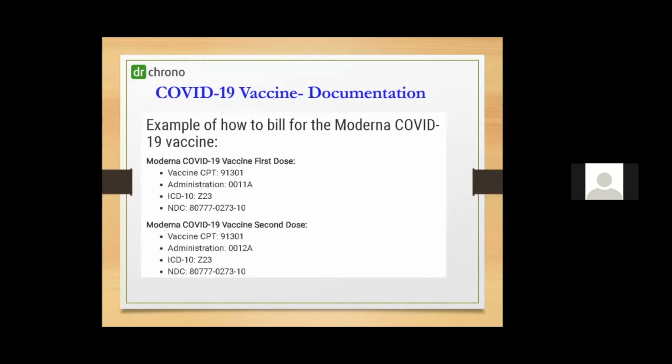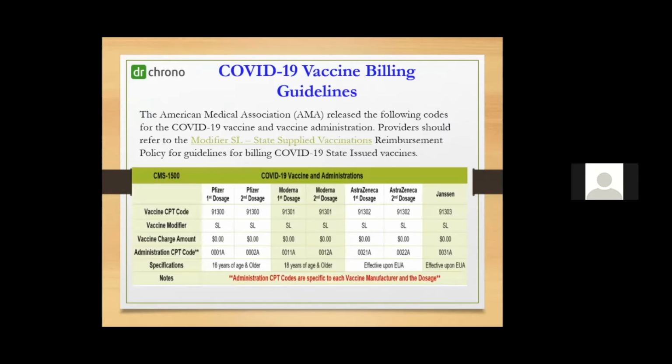And this is an example for the Moderna vaccine, first and second dosage, and respectively their vaccine, administration, and ICD codes would be the same, and the NDC codes respectively. So this is a clear representation of the COVID-19 vaccine and the administration, along with what you could see is the vaccine modifier, the SL modifier given.